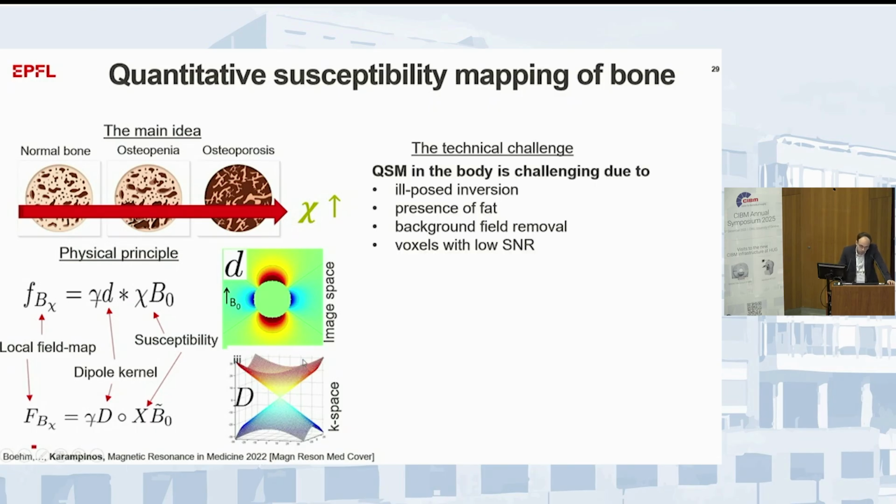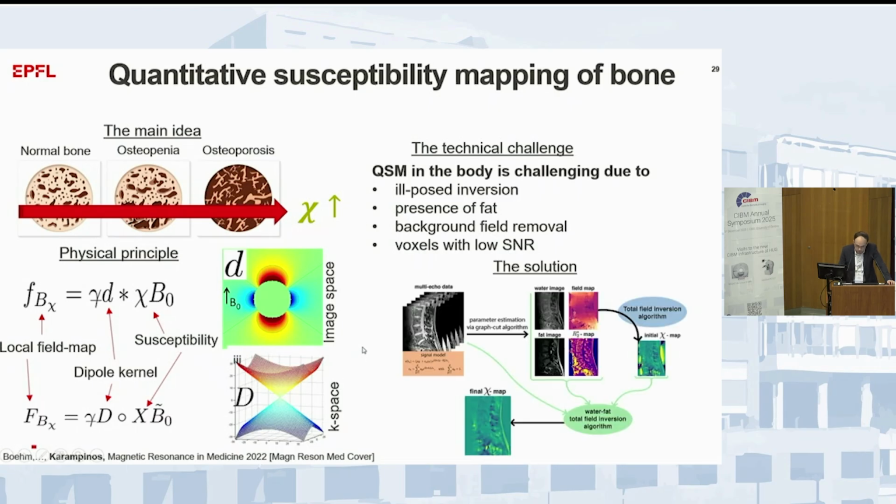The problem is that the dipole kernel has zeros at specific locations, and this makes the problem ill-posed. So QSM in the body is challenged by the traditional challenges of QSM, the ill-posedness, but also by the presence of fat, the residual effect of background fields, and voxels with low SNR. I don't have time to describe all that, but we developed a full-blown technique which we used in different body locations, although it started primarily in the spine for QSM.